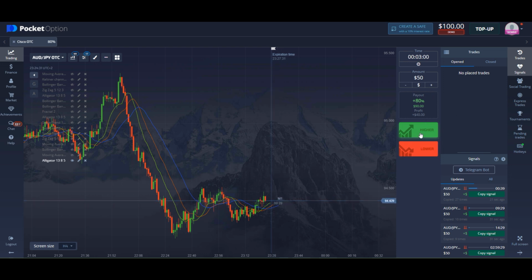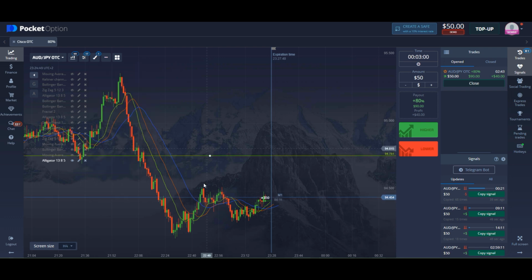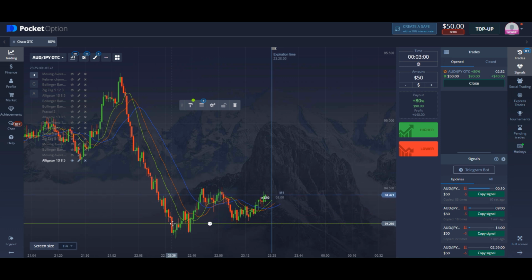Okay, so I'm going to place a $50 bet, and I bet that the market is going to be higher, and I will get back 80% of that balance after 2 minutes, guys. The reason why I placed this bet, so you guys can understand, is because I see that the market right here was being sold quite a few times. So eventually, when it's being sold like that, it's going to come up.